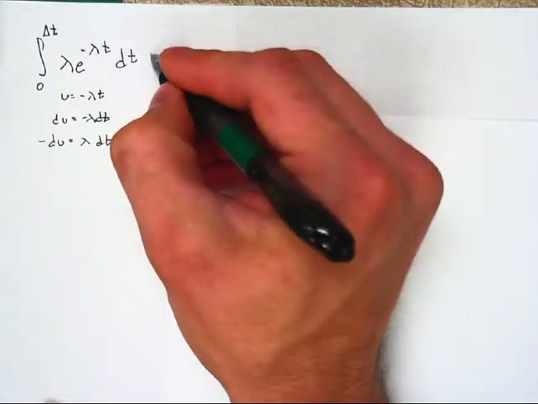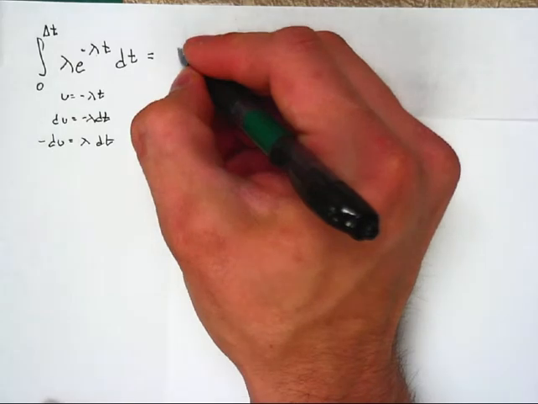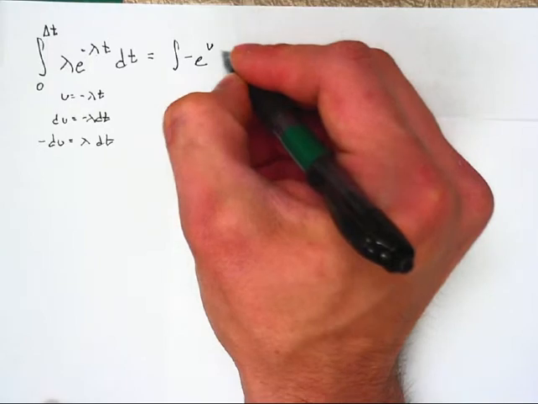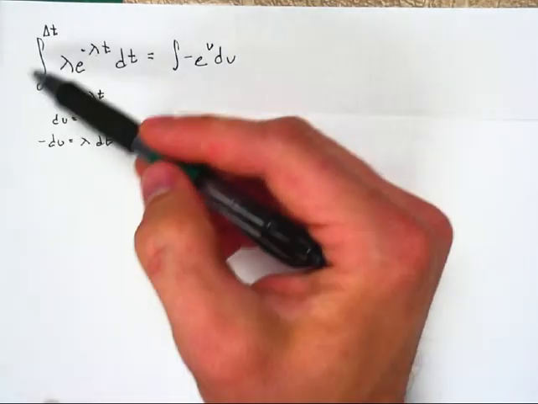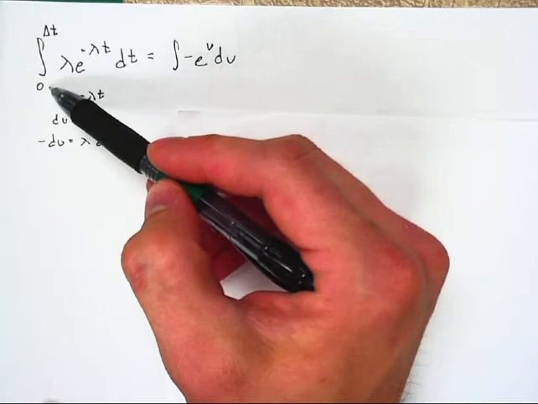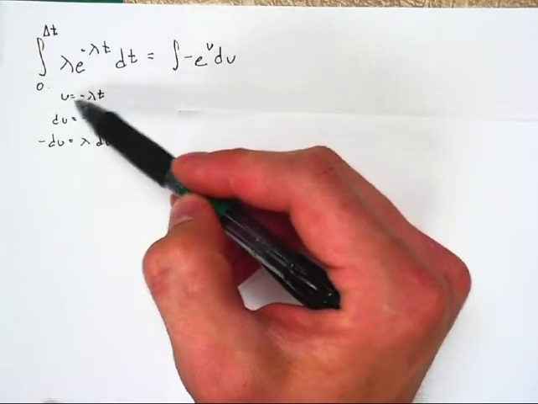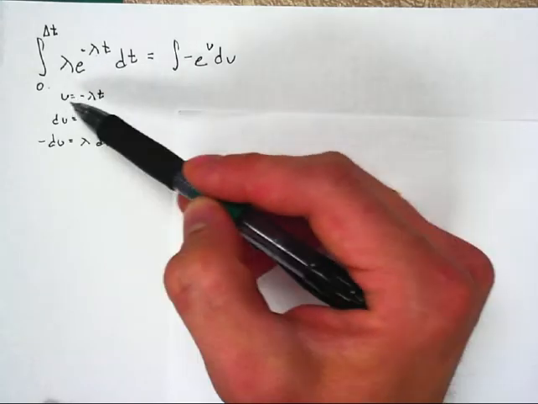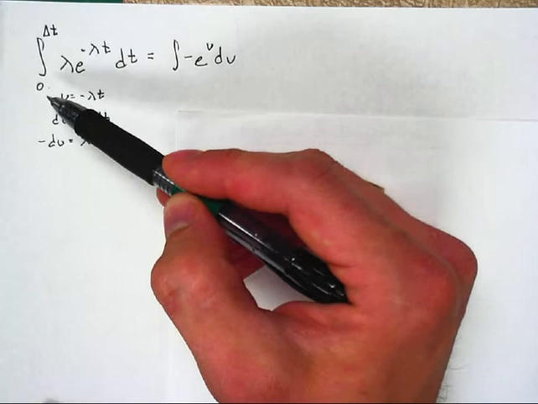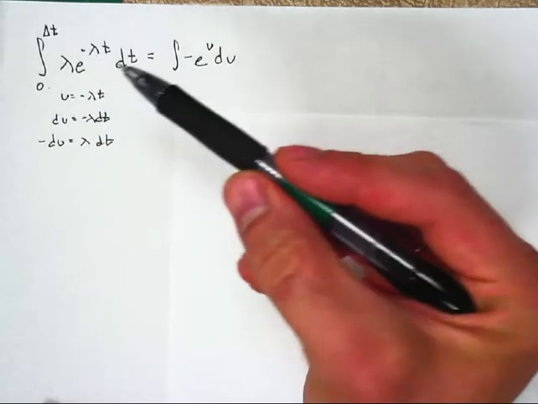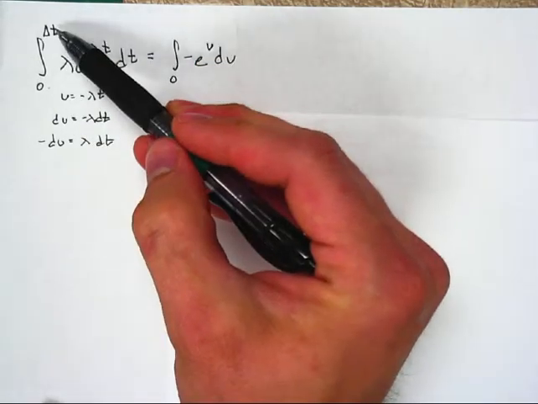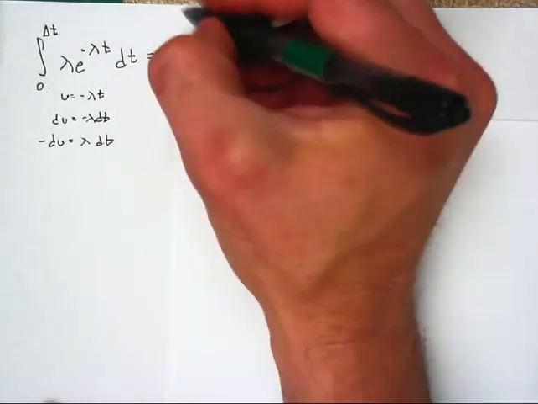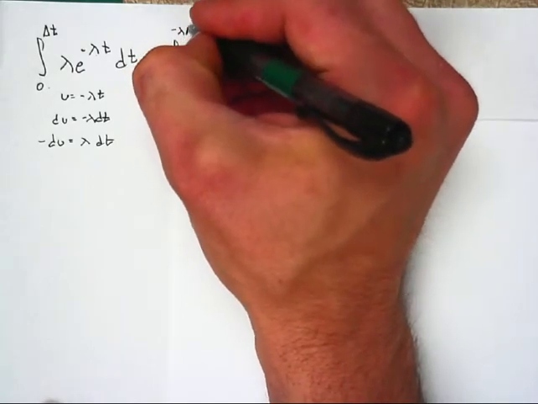By u substitution, we now have an integral of negative e to the u du. I like to change my limits of integration. If my lower limit of integration is 0, then when I change into terms of u, my new lower limit is also 0, because you plug 0 in for t and get u equals 0. Your upper limit of integration was delta t, so your new upper limit is negative lambda delta t.